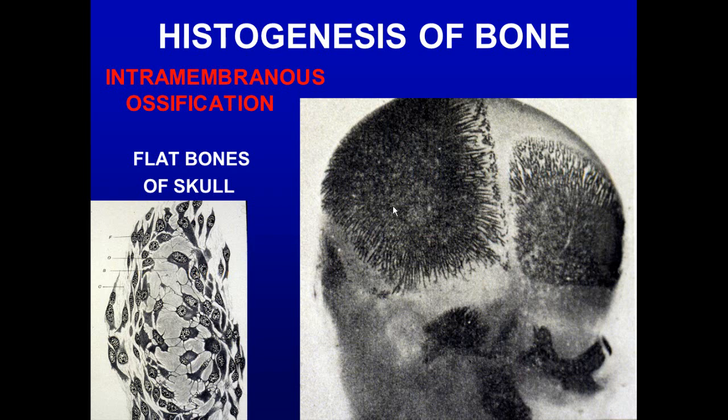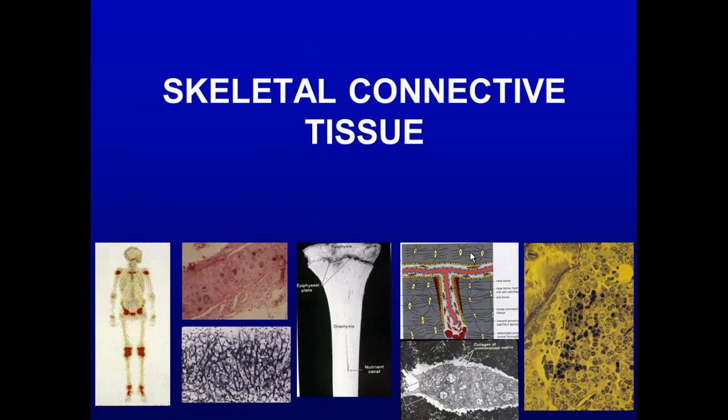Now, another type of bone formation is intramembranous, and that doesn't use cartilage. What it does is it goes from fibroblast-like progenitor cells to osteoblasts, and they give rise to osteocytes. And here we can see some of that occur. Flat bones of the skull. Here you can see a little embryo developing the cells in the skull. So basically we're talking about the skeletal connective tissue of the body.